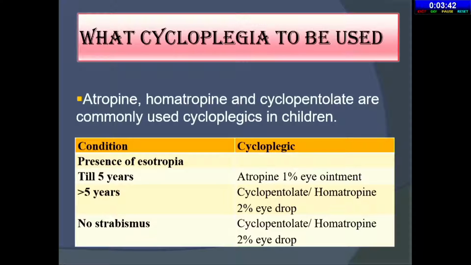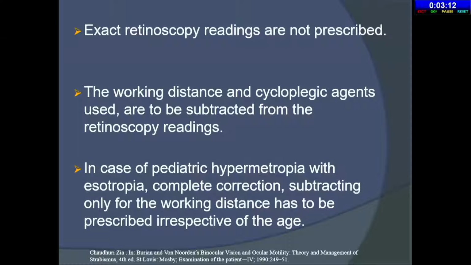The parent is prescribed atropine ointment and asked to put a rice grain size ointment into the child's eye near the punctum twice daily, and return after 3 days to the ophthalmologist. And if the patient is more than 5 years, either cyclopentolate or homatropine. And if the child does not have any squint, the same cyclopentolate or homatropine eye drops are used.